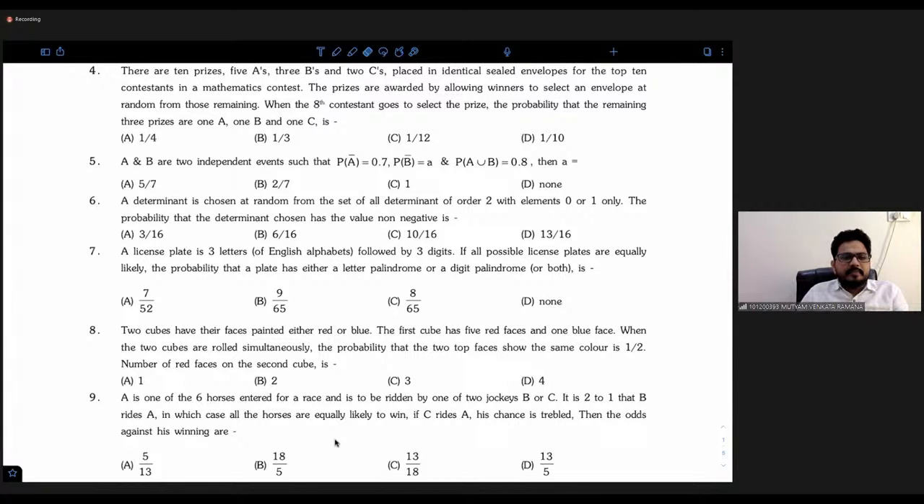Yes, Aditya. Question 5, sir. I am getting 1 by 7. Which question? Fifth question, sir. What are the answers for the fifth question? Fifth question answer is B, and sixth question answer is D. Fifth question answer B, 2 by 7 is there.